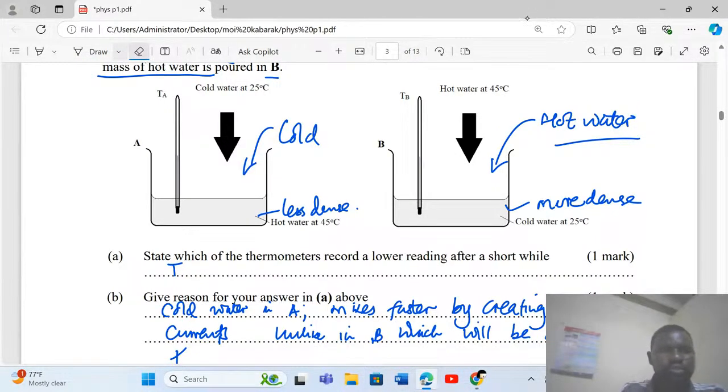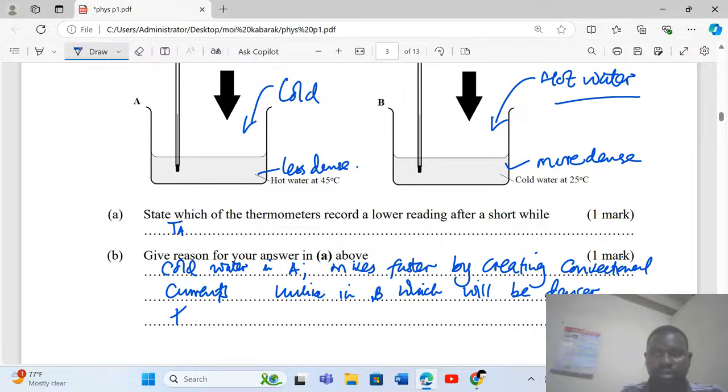You can change this one. Then you go for TA. Now we keep explaining. Unlike in B, which will be denser, which will be less dense.